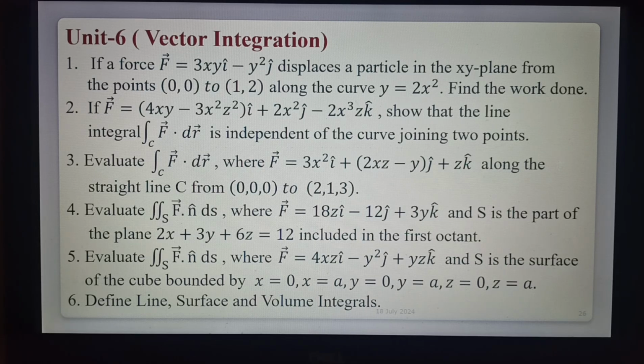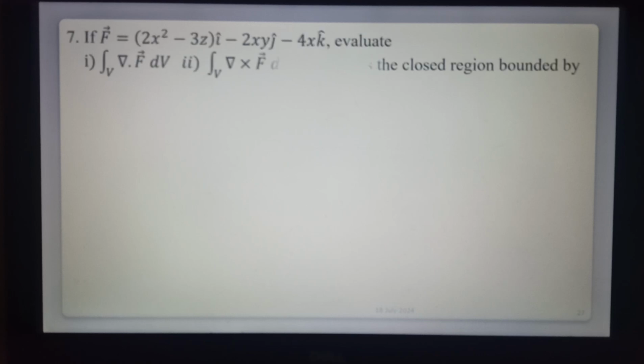So next, define line, surface and volume integrals. The definitions are also important questions. Line integral, surface integral and volume integral. So next one. Given vector field f bar, evaluate the volume integral of del dot f bar and the volume integral of del cross f bar, where V is the closed region bounded by the planes x is equal to 0, y is equal to 0, z is equal to 0 and 2x plus 2y plus z is equal to 4.